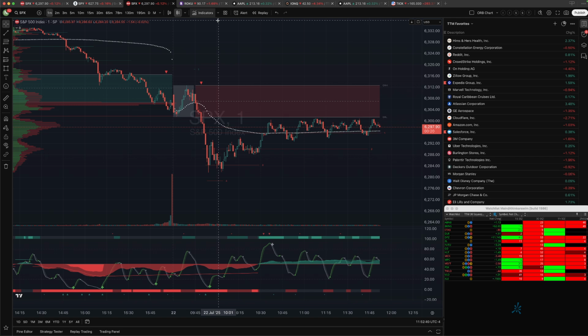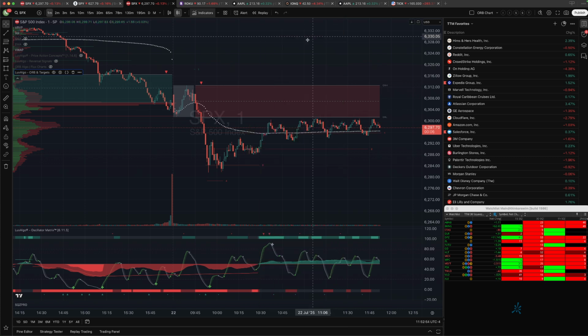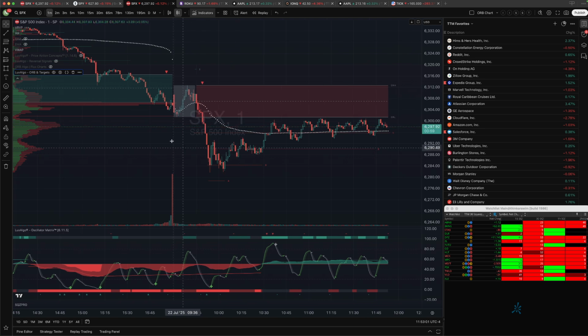Type in opening range breakout, find the one by LuxAlgo, and then when you're in it, you can set whatever the opening range is that you want, right? 15-minute, 10-minute, 3-minute, hourly, whatever opening range breakout you're looking for, it'll draw these lines for you, and then it puts a little arrow when the opening range breaks.